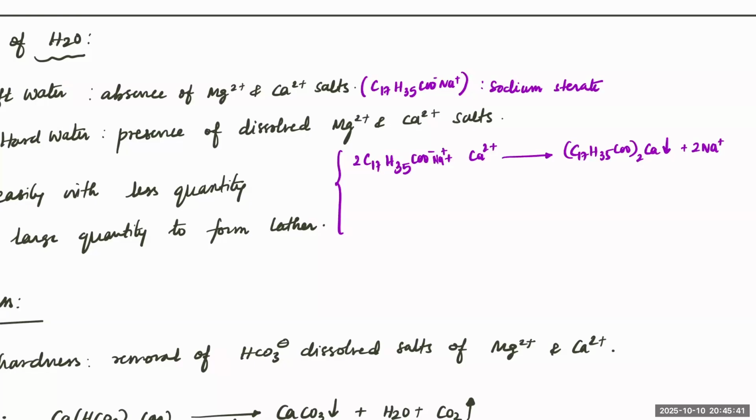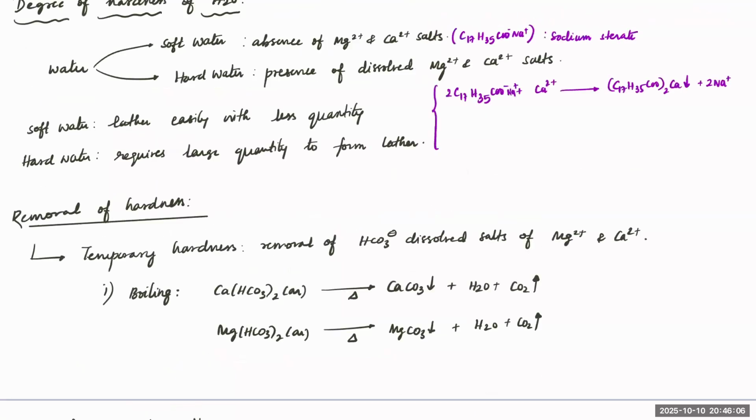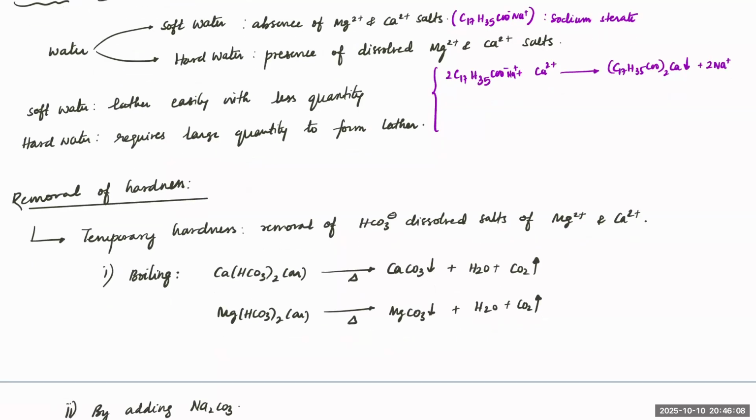Now our objective should be to somehow remove this calcium or this magnesium. If you are able to remove that, precipitate it out from the water before we add the soap, then that means you are dealing with soft water. So let's check out how we remove the hardness of water so that we can make it softer and use it more easily.